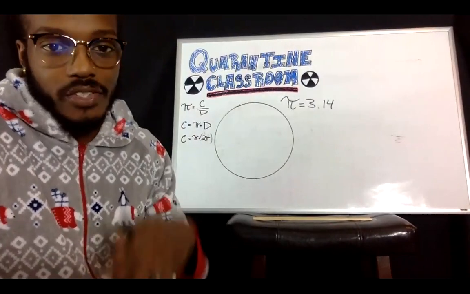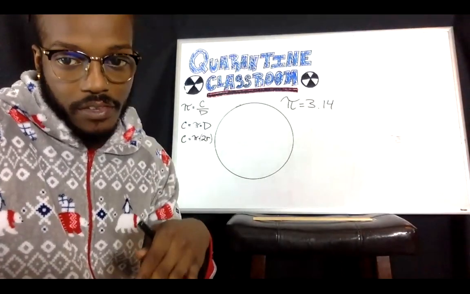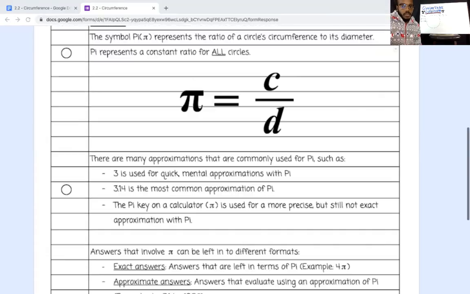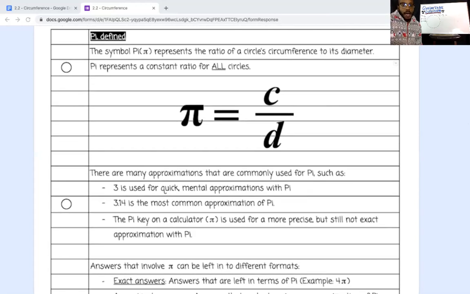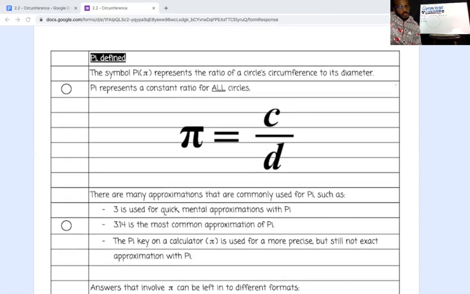So we're gonna go back into the lesson and pick up where we left off. I'm going back to share my screen. So here we are. The pi symbol represents the ratio of the circle's circumference to its diameter. So in theory, pi is equal to circumference divided by diameter.